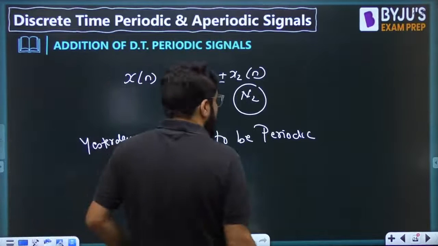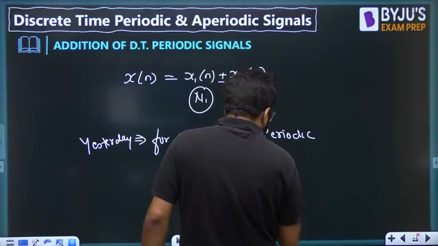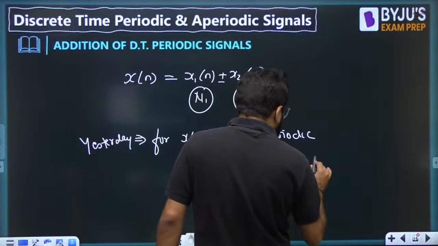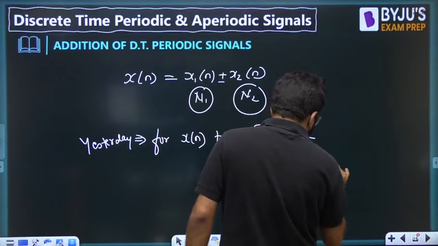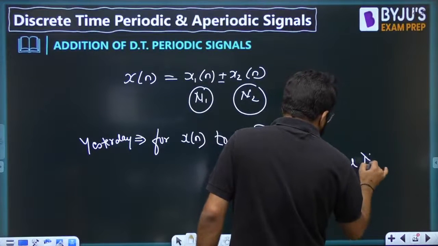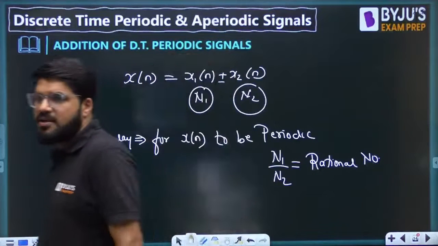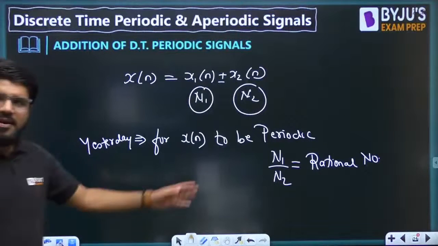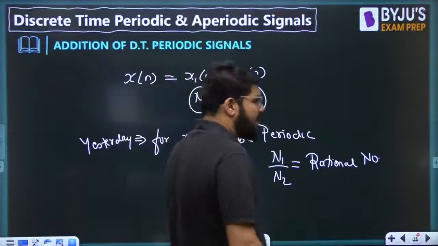I taught you this yesterday. The ratio of the time periods, n1 upon n2, should be a rational number. So we had a ratio test. You can refer to yesterday's class available on the channel.